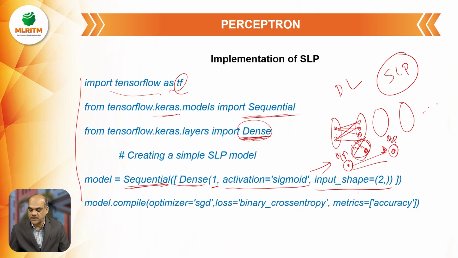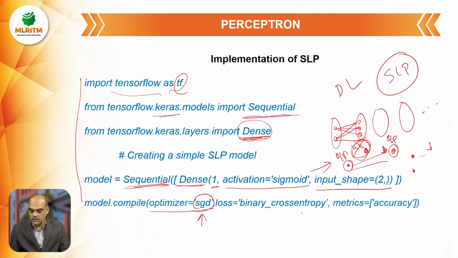Then input shape equal to 2. At the input, I'm using 2 neurons. One neuron at the output, no hidden layer is available, and a sigmoid activation function before producing the output. Then I'm compiling, with the optimizer. I'm using SGD. The optimizer we are using here is SGD, the stochastic gradient descent algorithm.